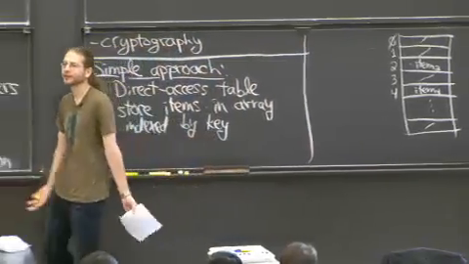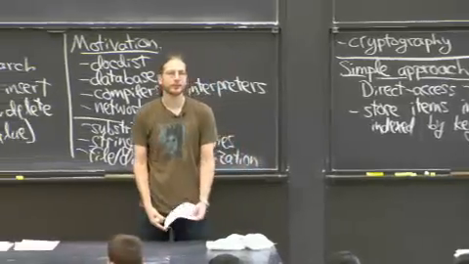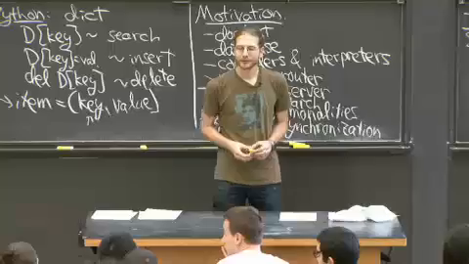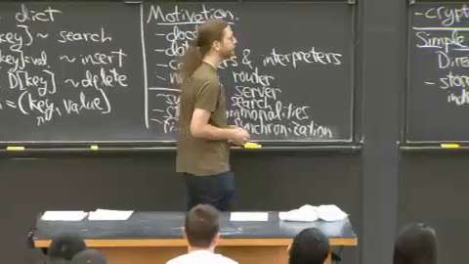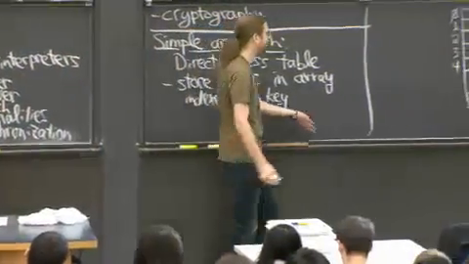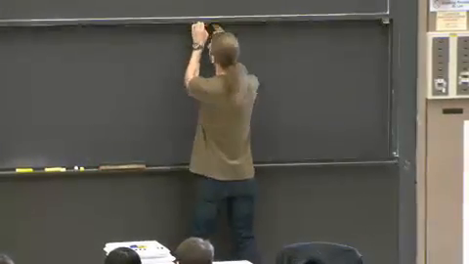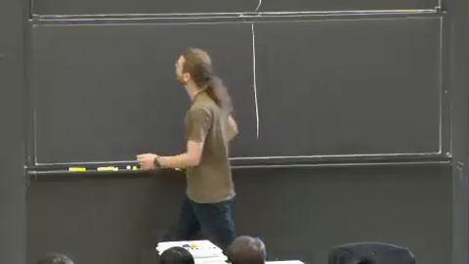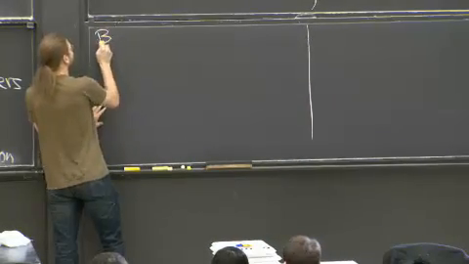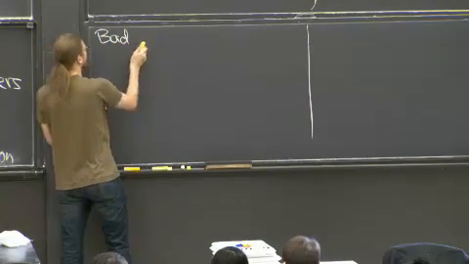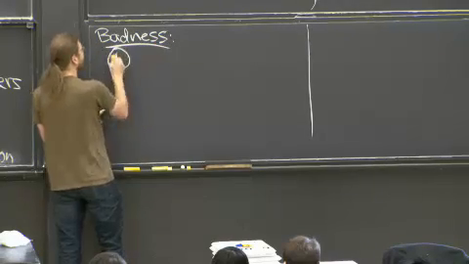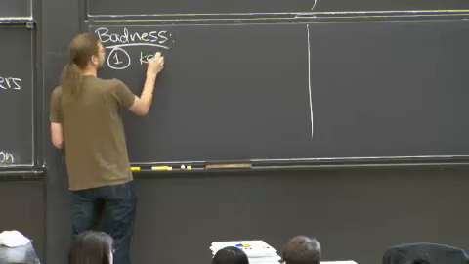What's bad about this? Yeah? It's hard to associate something with just an integer. Good. That's one problem. There are actually two big problems with this structure. I want both of them. Badness. Number one is keys may not be integers.